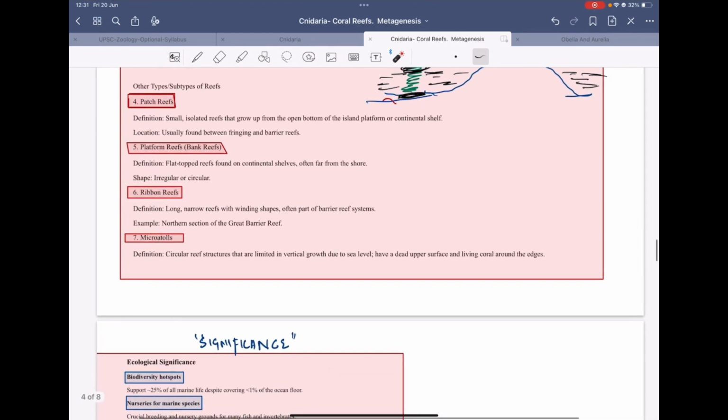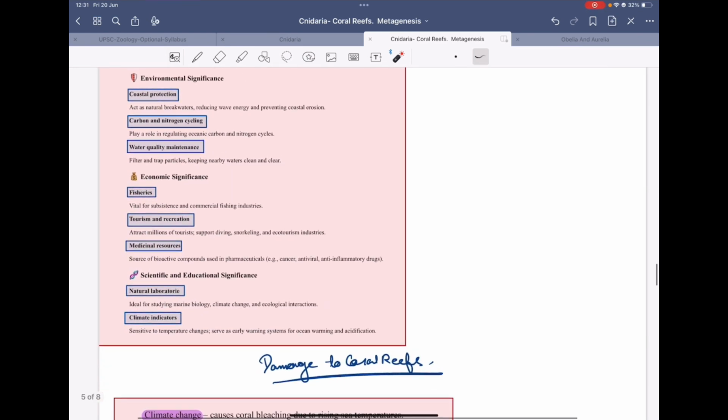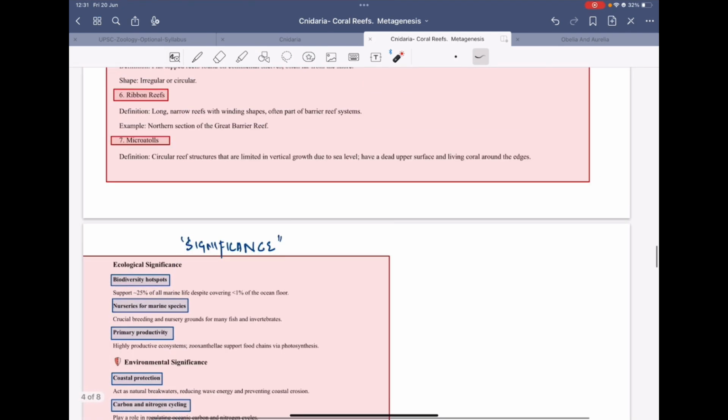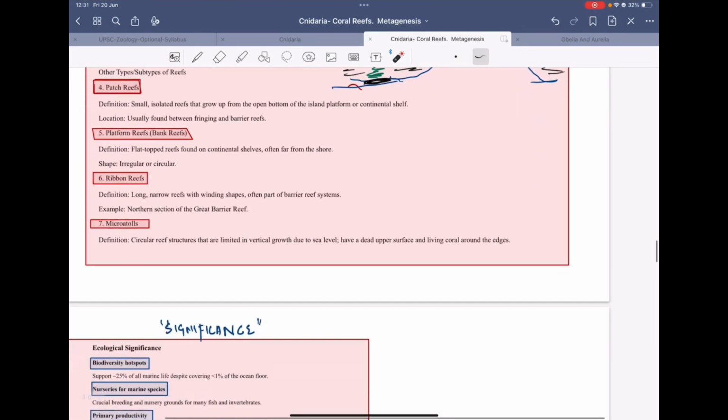Then micro atolls. These have limited vertical growth due to the sea level. They have a dead upper surface and living coral around the edges. There is a dead surface, but there are living corals across the edges, and it will help in the formation of deposition and growing of the coral over time. So these were the types of the corals.